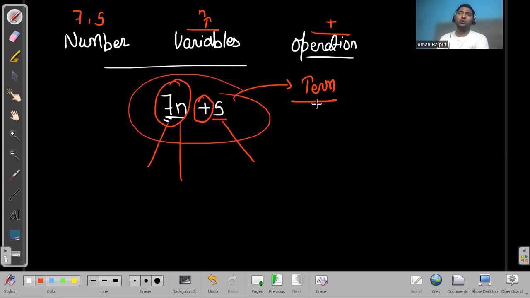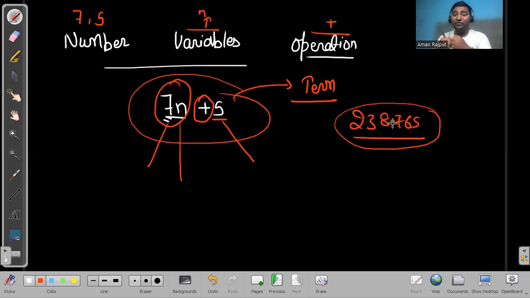Now a question arises: what is a term actually? When we write a number 238765, you will say it is 2,38,765. But when we add an operational symbol here, like addition, you will say that we are going to add 238 to 765. So operational symbols divide the terms.